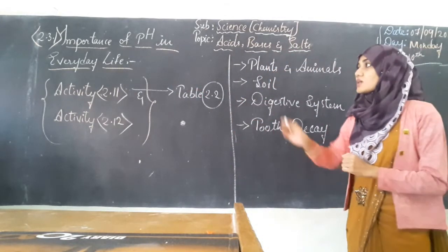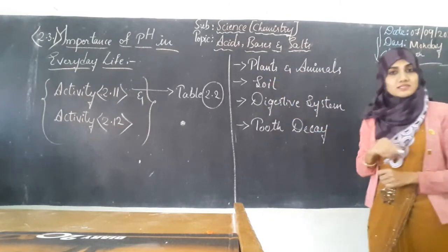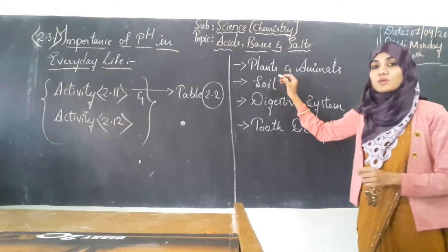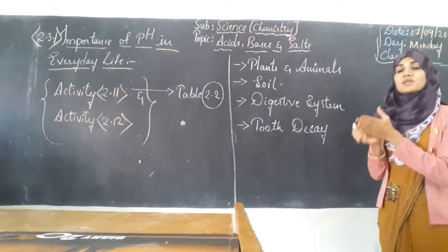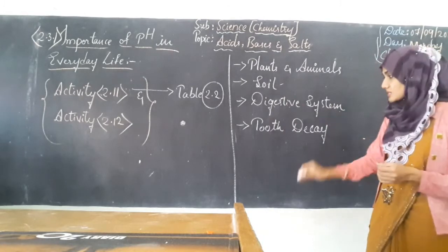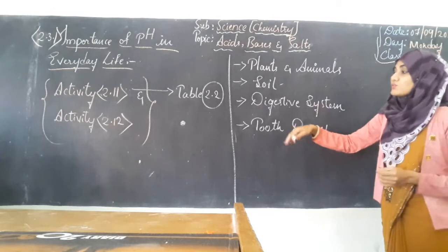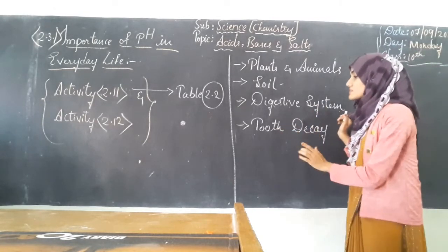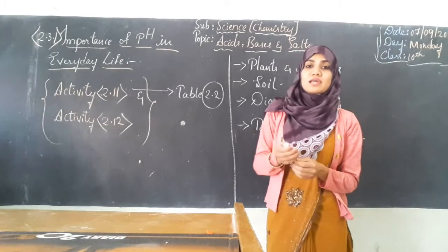The next activity, 2.12, is related to the importance of pH in everyday life. We will study the importance of pH in plants and animals, whether plants and animals are affected by pH or not, and the role of pH in the soil. Most importantly, pH plays a very important role in our digestive system, and we will study how. We will also study whether pH has anything to do with tooth decay, and what the reason for tooth decay is, through this graphical video.